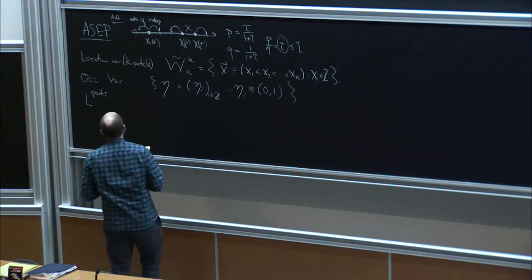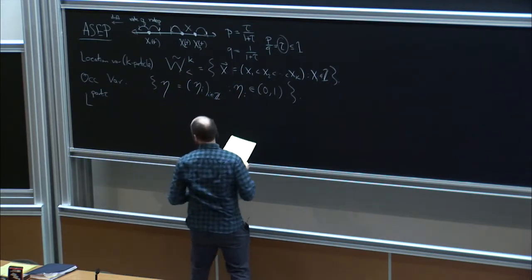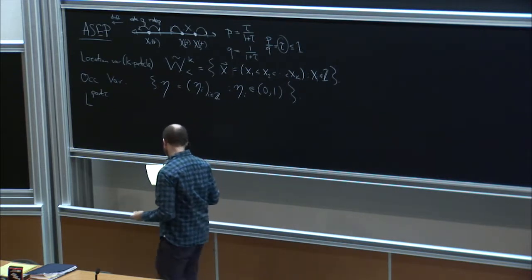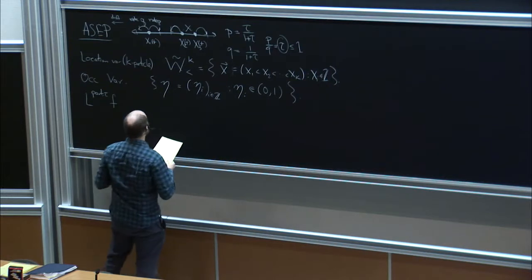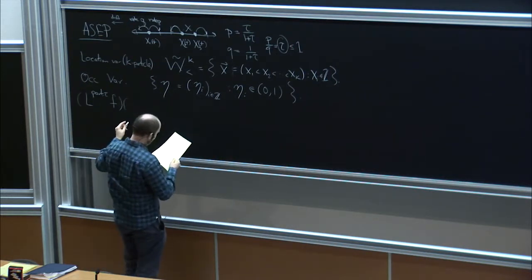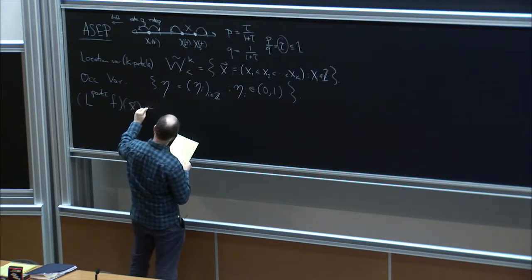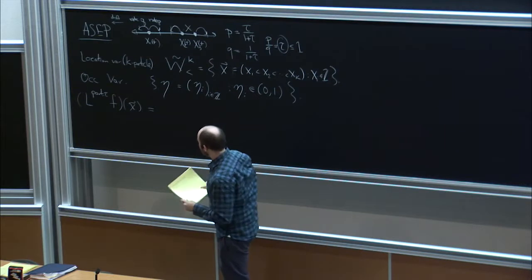This will be the particle form generator, so the generator acting on functions of this ordered Weyl chamber. So I should think of f as a function from W̃_k to the complex numbers. And how does it act? Well, we should be able to just figure it out from this sort of heuristic description I gave.